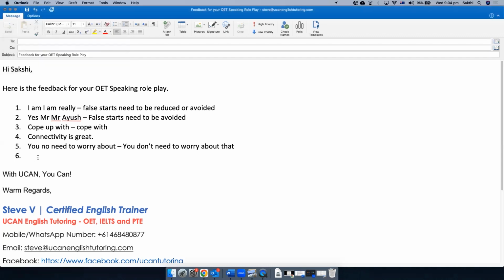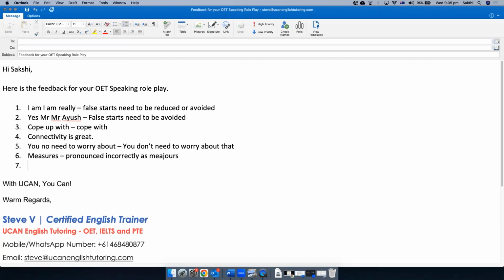Okay. The way you are pronouncing this phrase is not appropriate. We need to pronounce it as "measures," but the way you pronounced it was incorrect, something similar to this. Okay, this is not good. So the way we are going to say is this. This is how you need to pronounce "measures." Okay. All right, let's continue.